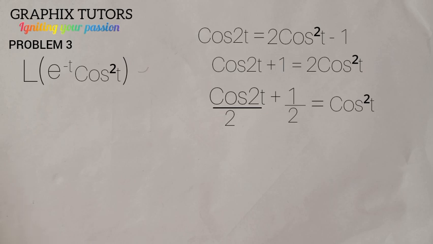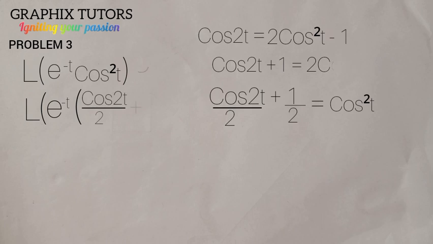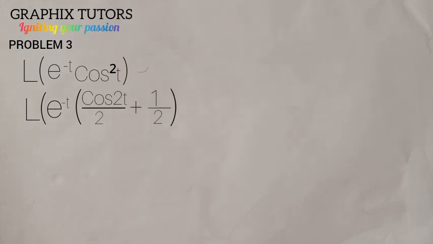So if I write this out, another way of writing this function up here is by writing the Laplace of e to the power of minus t times cos 2t all over 2 plus 1 all over 2. You put this into a bracket this way. Is that taken? And you close up the bracket. This is another way of writing it now. So we'll now open the bracket.